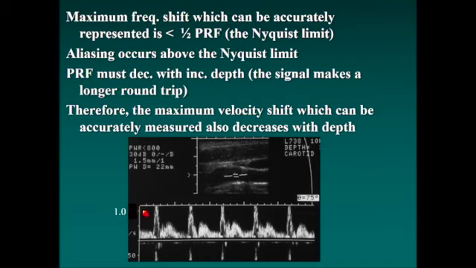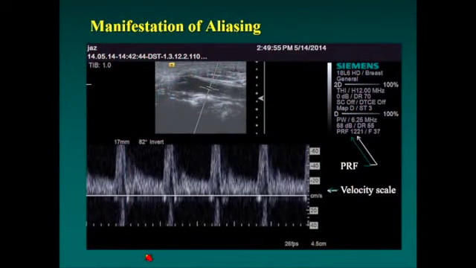It's right here in this scale. And in color Doppler, it's on the color bar. The point being is that when you change your velocity scale, what you really are doing is changing your PRF. And here's an example of that when they used to display this.